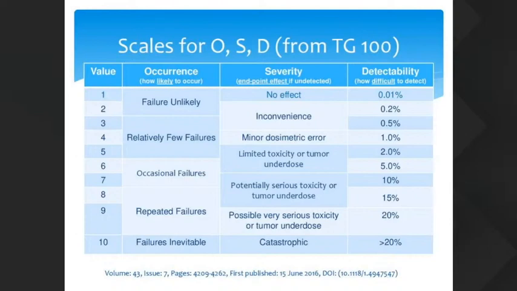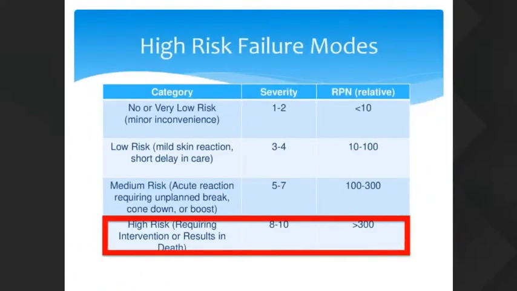High risk is defined as high severity and or high RPM. Using these relative values, a high risk failure mode requires intervention or results in death. So while the occurrence and the detectability play in with the RPM, we also look at severity very strongly, because if the severity is catastrophic and occurrence and detectability are very low on the scale, we need to pull that one out and call it a high risk failure mode.